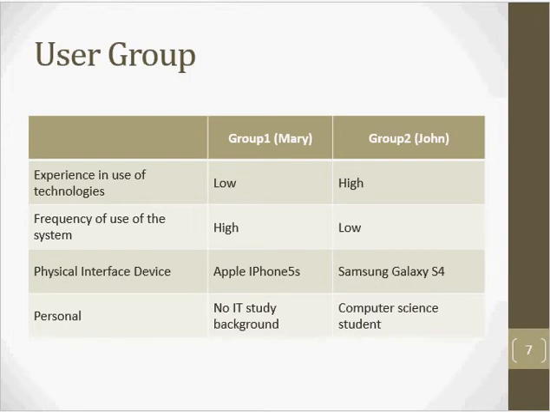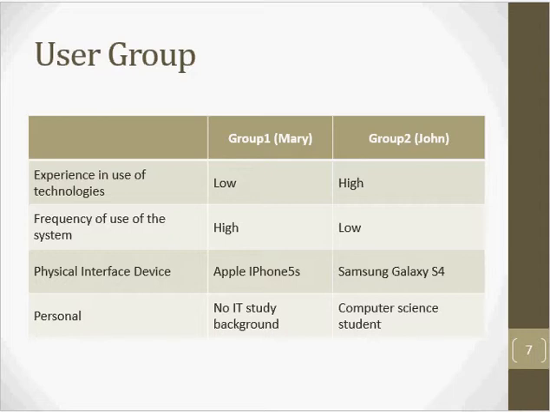For the user group, there are two groups of users. One is with an IT background and the other one is not. Mary is an example of Group 1. She is a final year student who studies marketing at City University of Hong Kong. Although she does not have an IT study background, she uses her iPhone 5S every day. Mary always uses this app to search for jobs in the financial field.